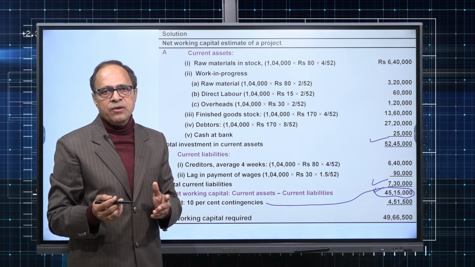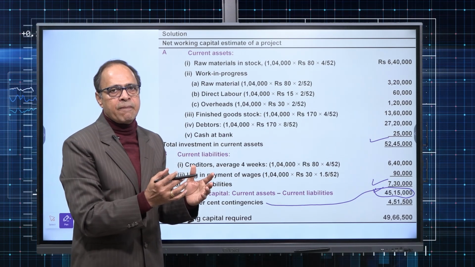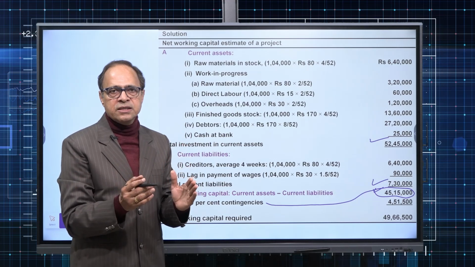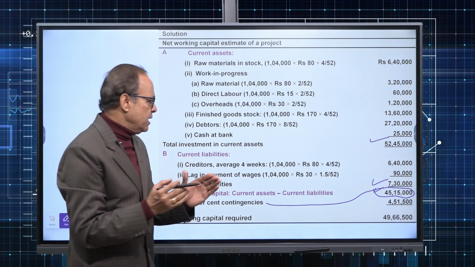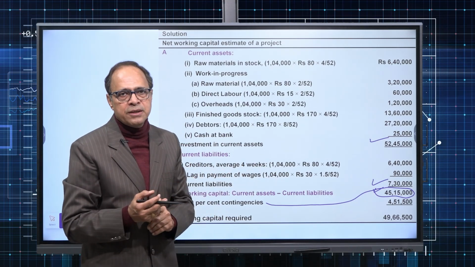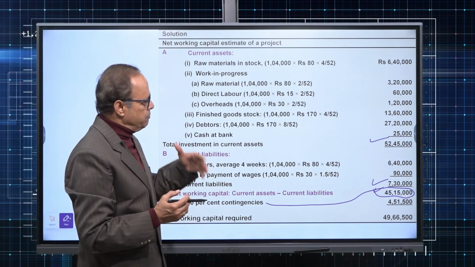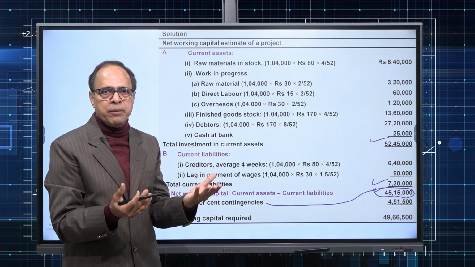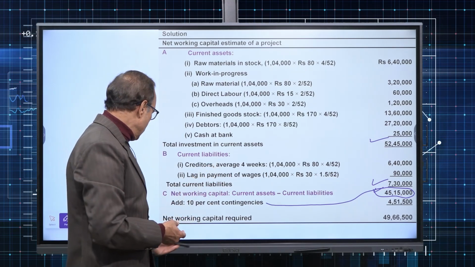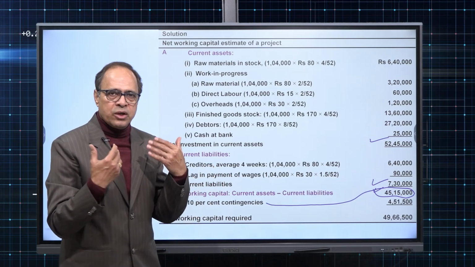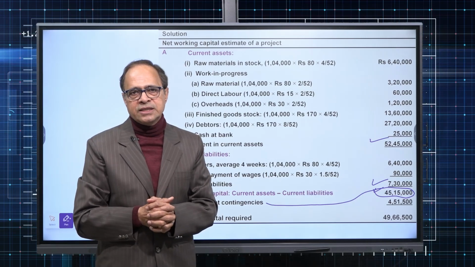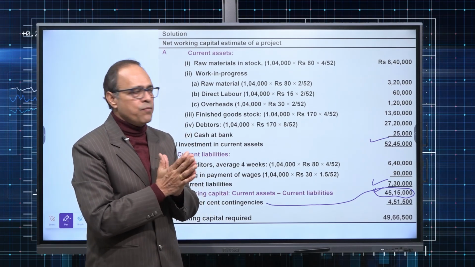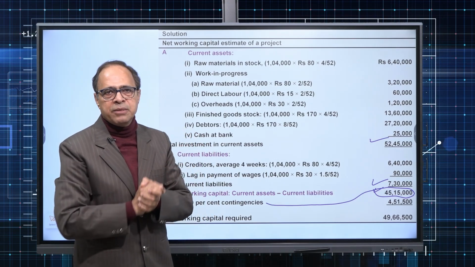So this is the way we can quickly and easily estimate different current assets, different current liabilities, and working capital requirement. Now we can use this for our financing purpose. That means we can approach a bank to get the working capital loan, or we can finance on our own, or something else it may be. So that is the way we estimate working capital requirement.